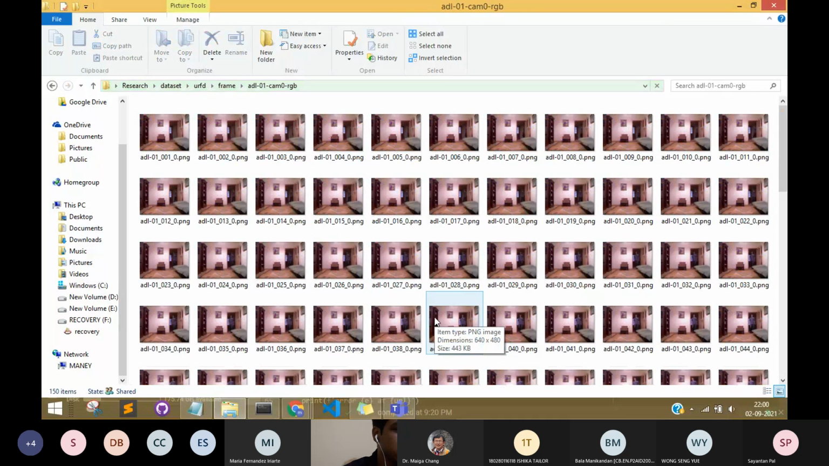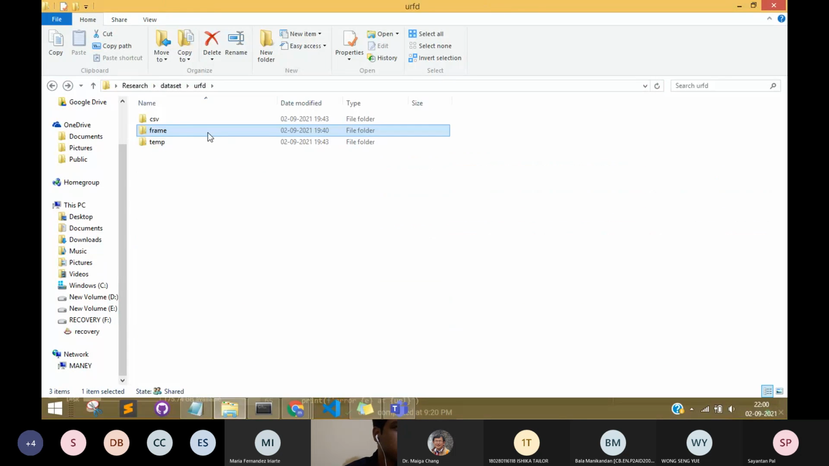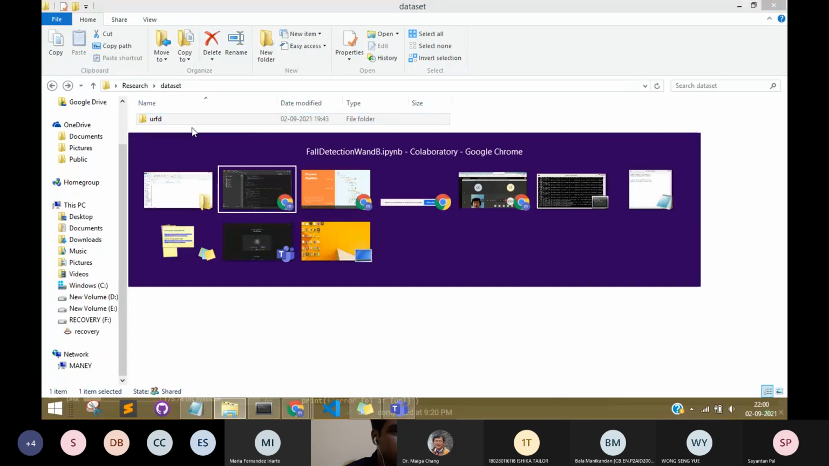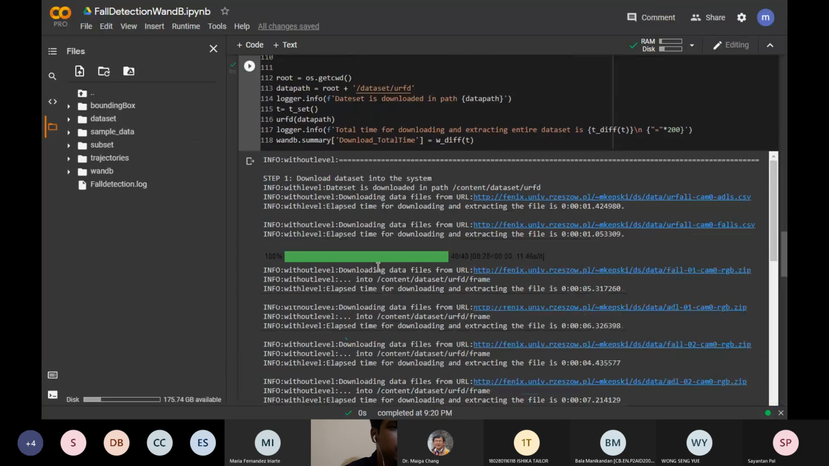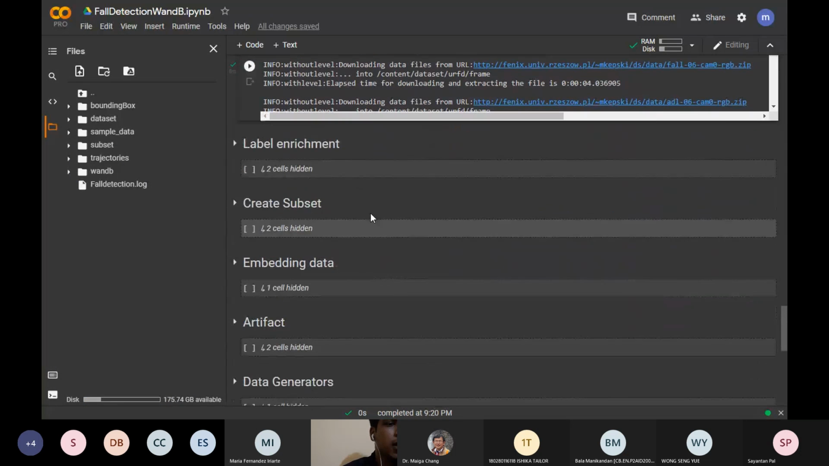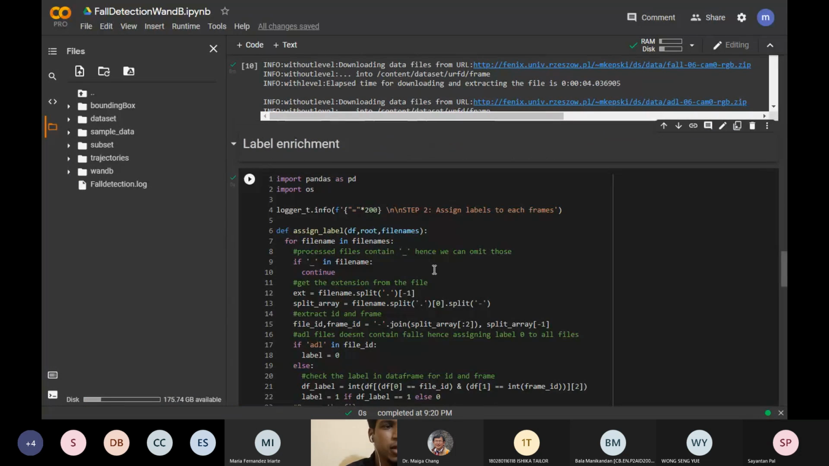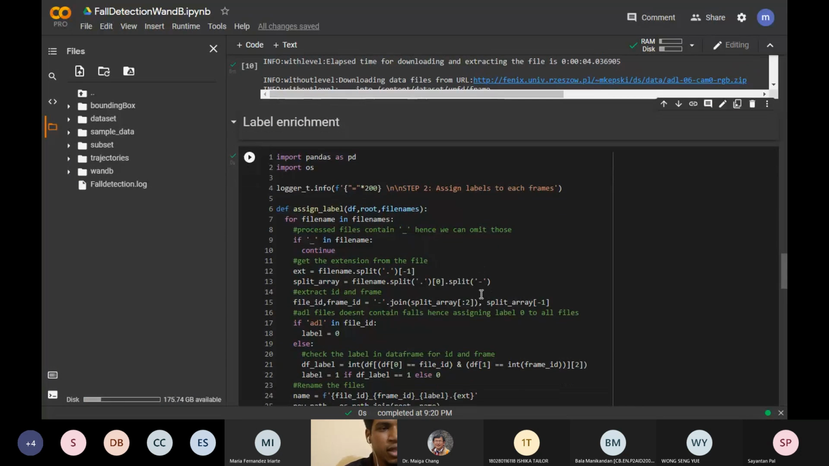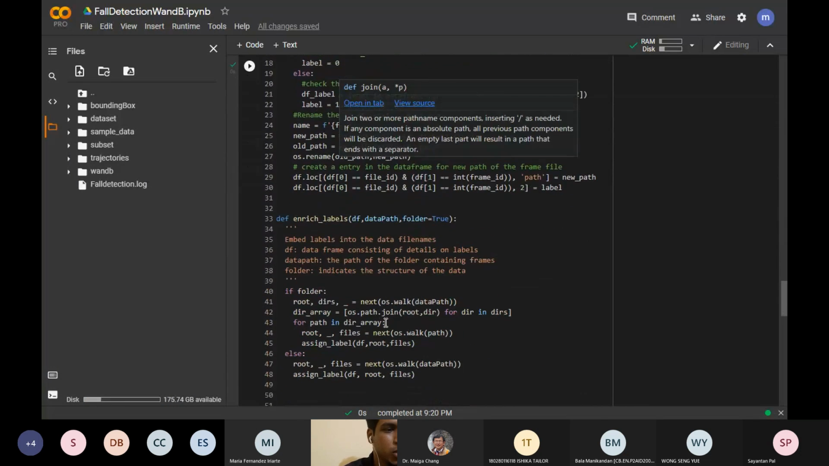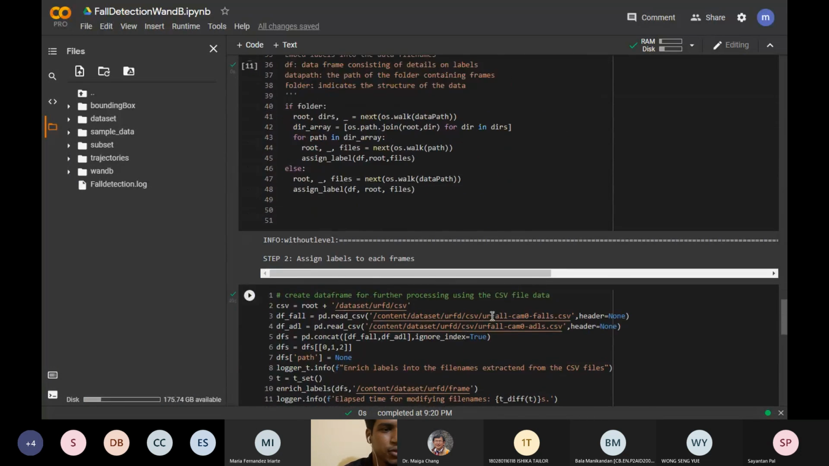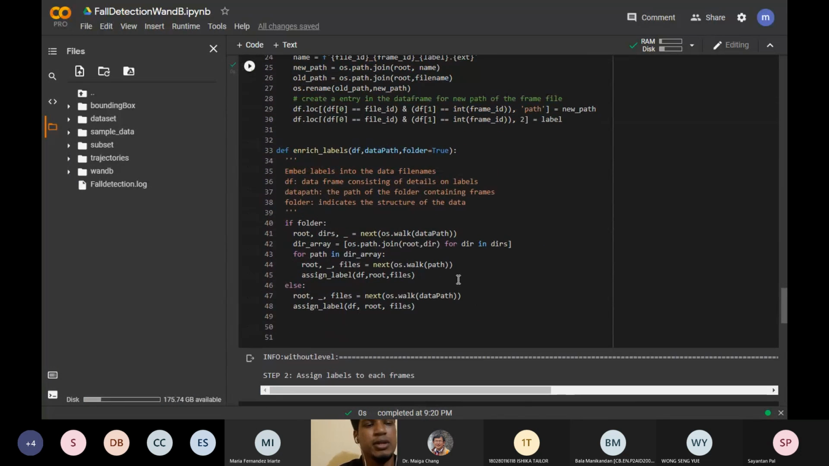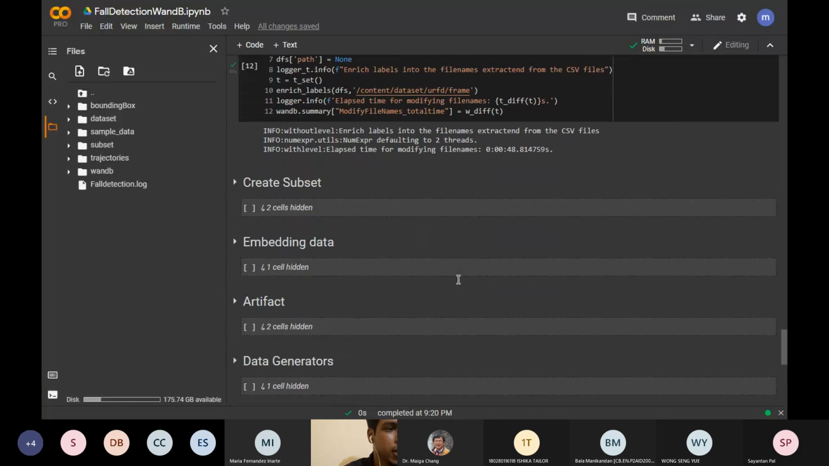There are 70 videos. I'll be storing them here, and then for each folder I'll assign the label, whether it's a fall or other activities, so that in the later stage it will be processed easily. For each frame folder, I will assign the labels here.